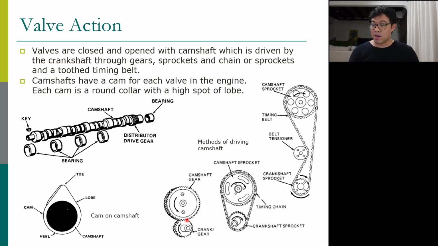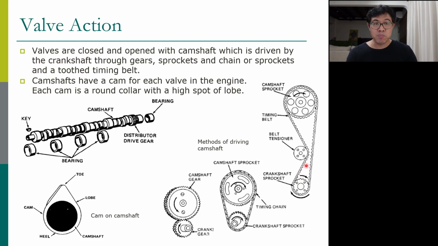The gear is good to prevent slipping. The chain is good to prevent slipping. The benefit of the chain is that the crankshaft and the camshaft can be further away. If you use gear, they have to be close together. If you use chain, they can be a little bit far away.